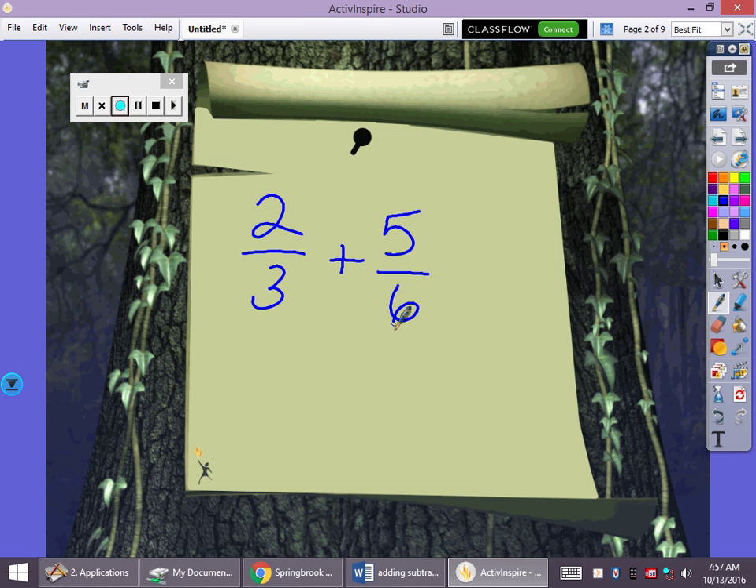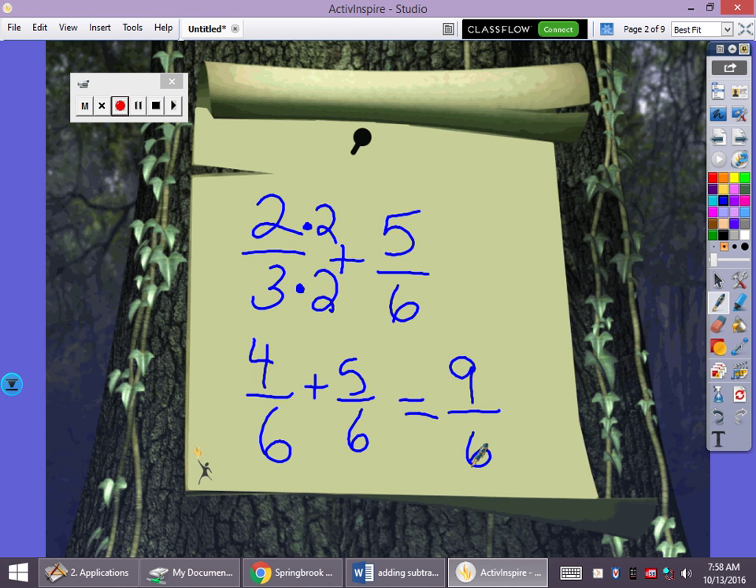You need a least common denominator, right? So what's the lowest common denominator? 6. Okay. How do I turn 3 into 6? Multiply by 2. What I do to the bottom, I must do to the top, because that makes one whole, and when you multiply by 1, it doesn't change the number. So that gives me 4 over 6 plus 5 over 6, and now I can combine them and get 9 over 6. Easy enough?